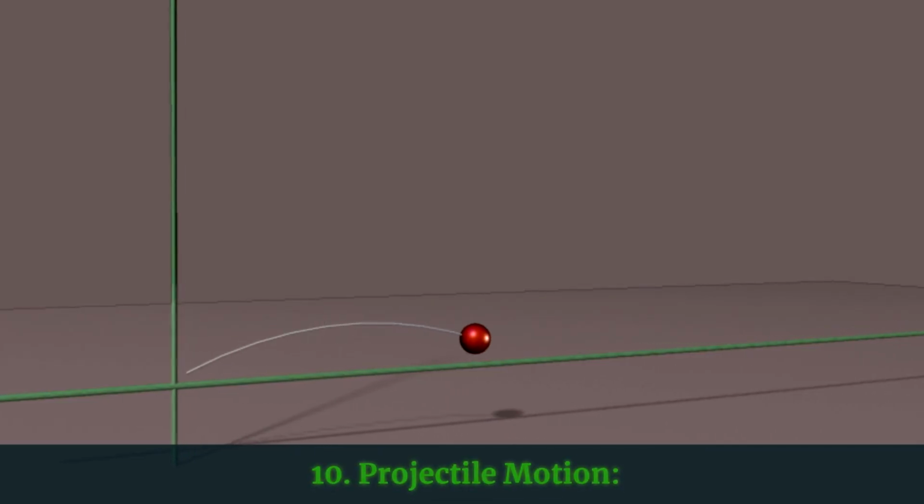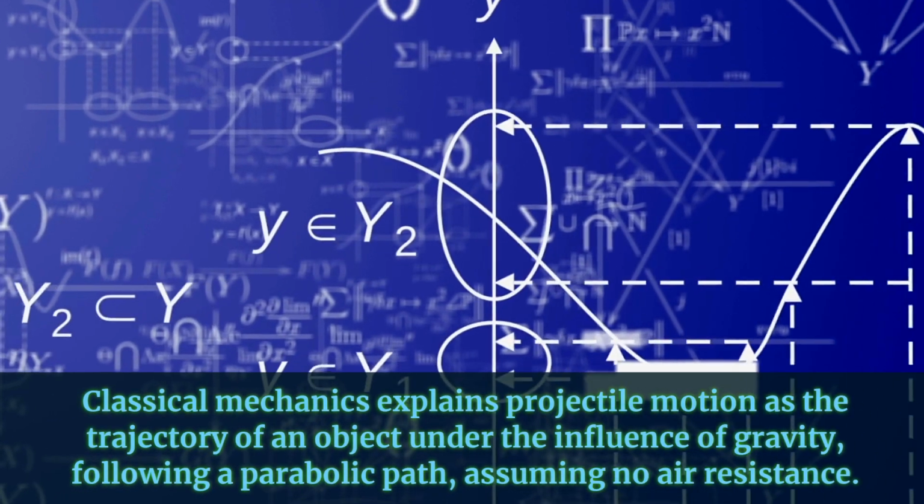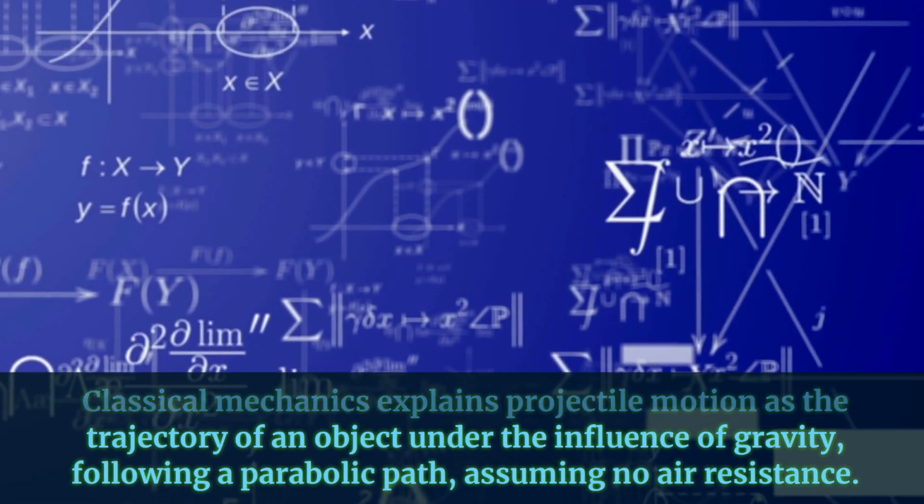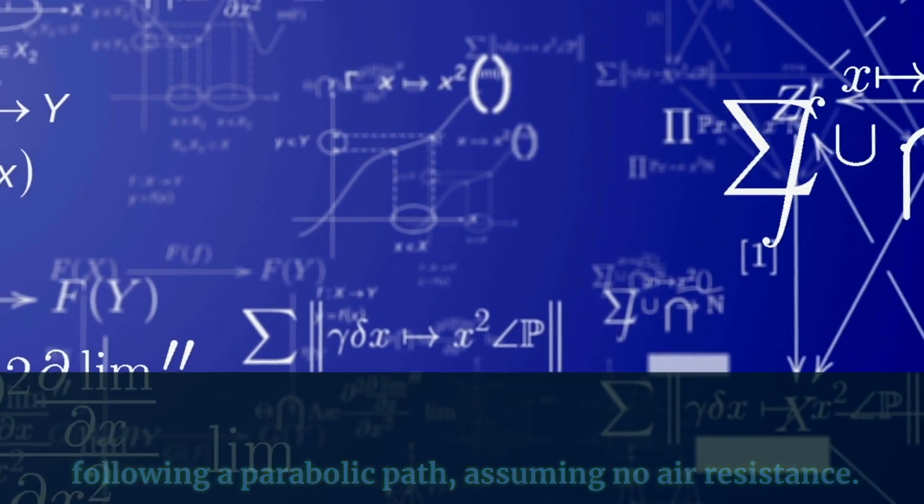10. Projectile motion. Classical mechanics explains projectile motion as the trajectory of an object under the influence of gravity, following a parabolic path, assuming no air resistance.